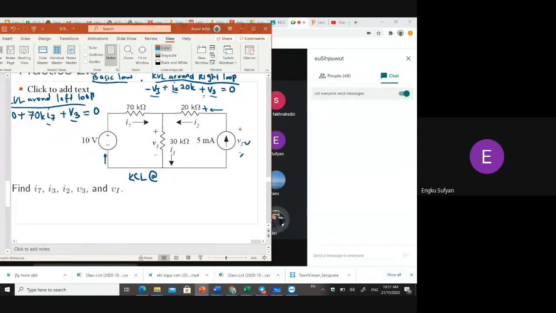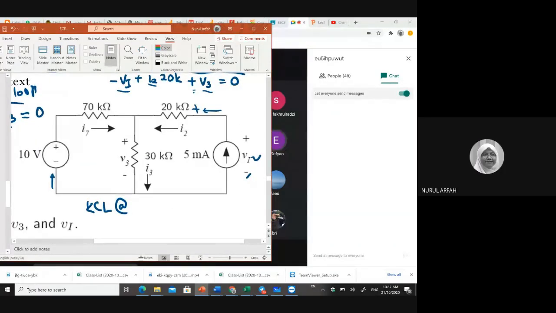Between the resistors? Which one? At the node, right? KCL. Correct. This one or this one? Or this one? All of these. So this is A, B, C, D, E, F. Which one do you like? A.